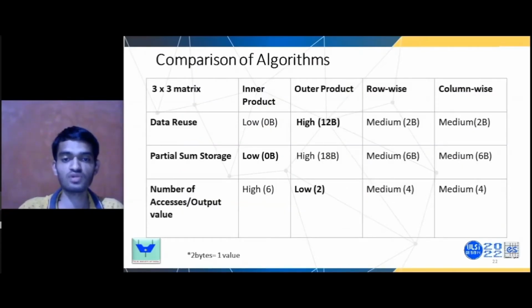In comparison to all of these algorithms, the data reuse is high in terms of outer product, whereas it's moderate in terms of row-wise as well as in column-wise algorithm. But if you see the partial sum storage, it's also high in outer product, and it's again moderate in row-wise and column-wise. Hence, in our implementation, since it's a resource constraint device, we have chosen to experiment on row-wise algorithm as well as column-wise algorithm.